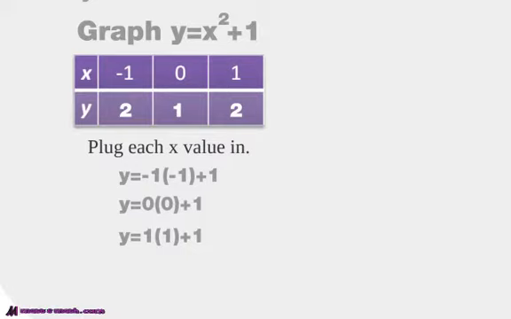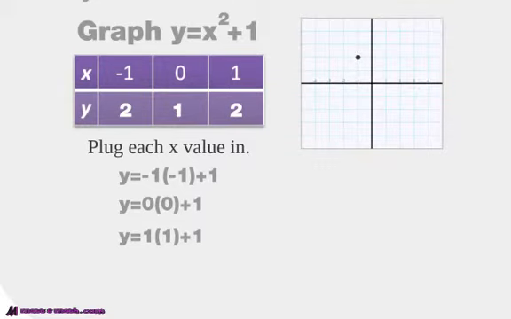So notice we have 3 points here. Both of them, you plug in -1, you get 2, and 1, and you get 2. So we've got to plot those points now on the graph. Bam, here you go. So it looks like it's almost a V.